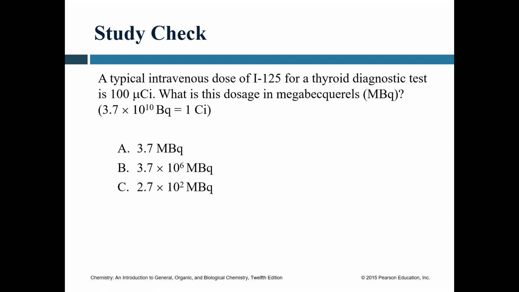And we know that 1 curie is equal to 3.7 times 10 to the 10 becquerels. So you've got to get your microcurie into curie and your becquerel into mega.